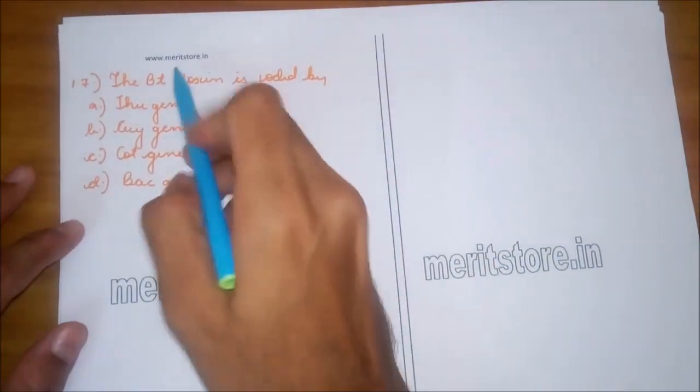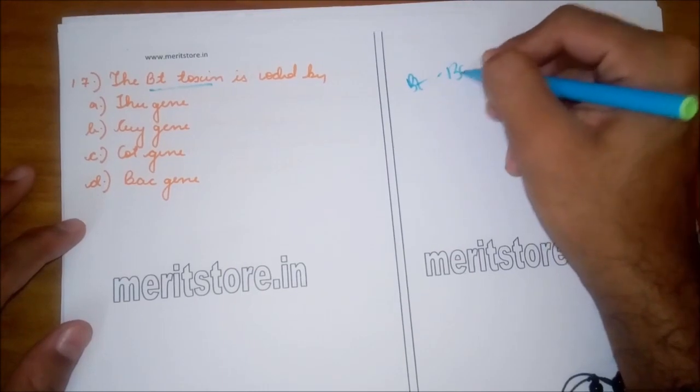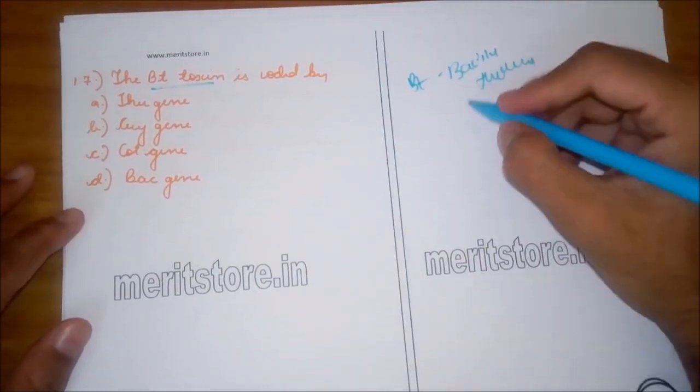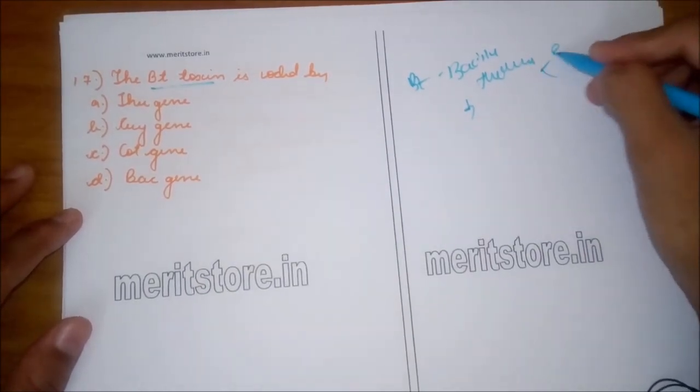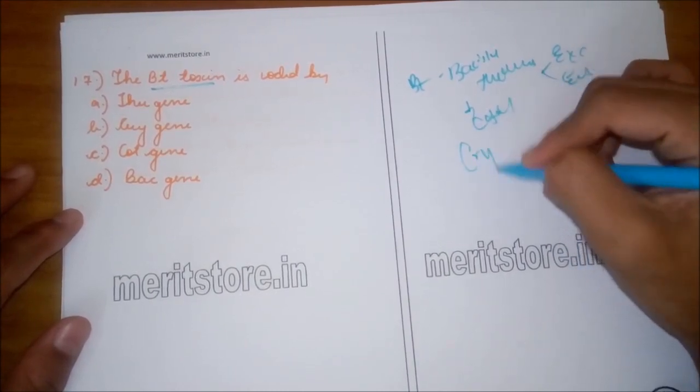Question number 17. The BT toxin, which is Bacillus thuringiensis toxin, which can be exo as well as endo, is coded by a gene known as the cry gene.